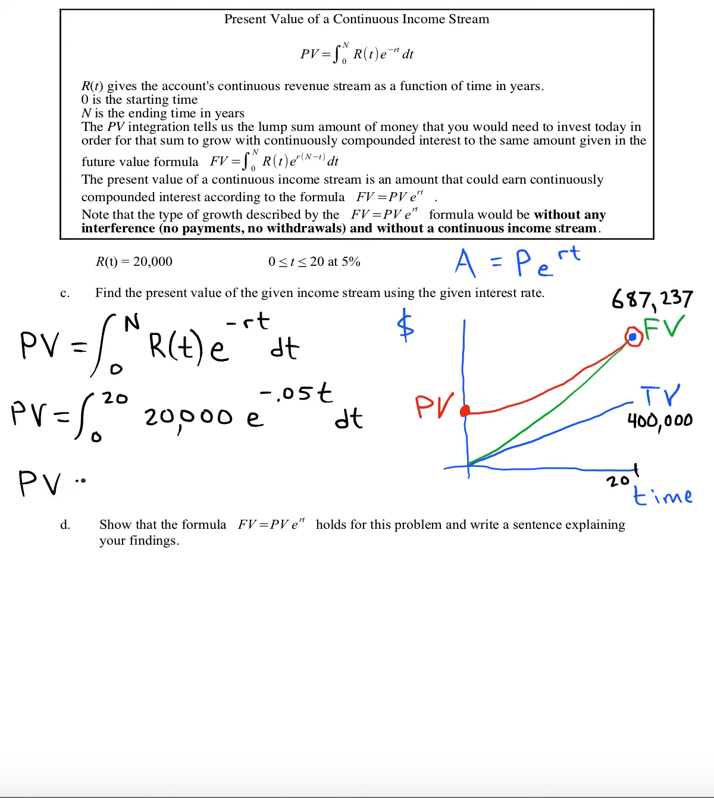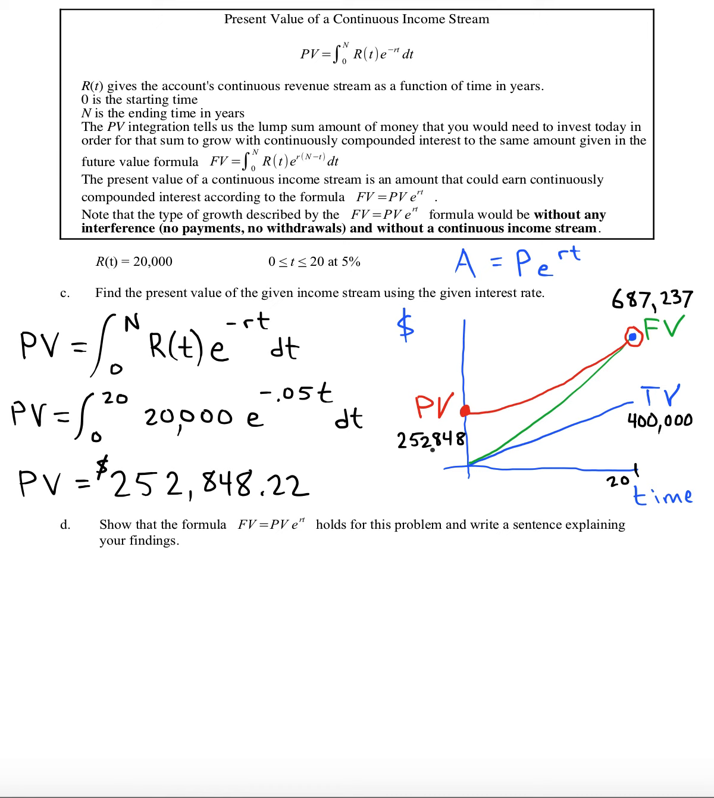Okay, I get that the present value is approximately $252,848.22. So it's actually, not surprisingly, less than 400,000. Now, why is it less?